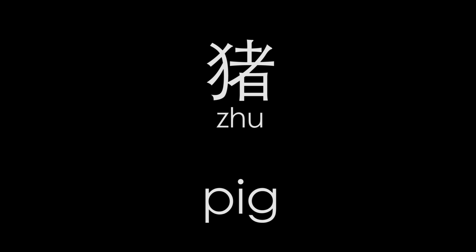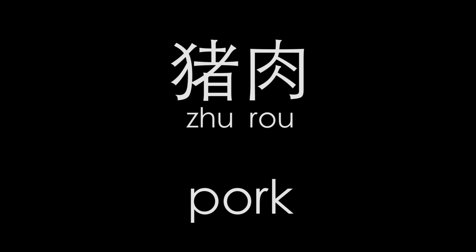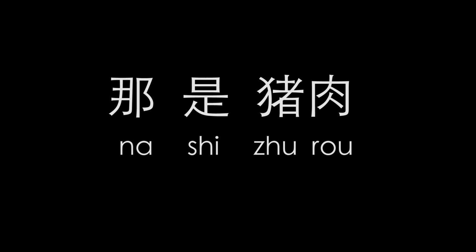那。猪, that's a pig. Ro, that means meat. So, 猪肉, that means pig meat or pork. In Chinese, the accent is on the meat, so 猪肉. 那是猪肉, that is pork.